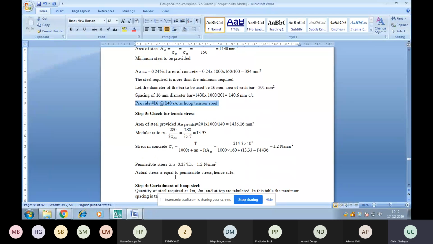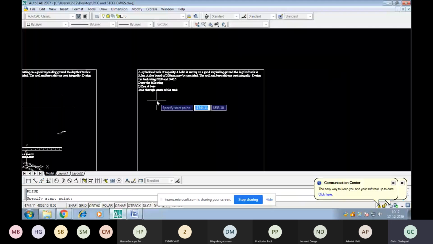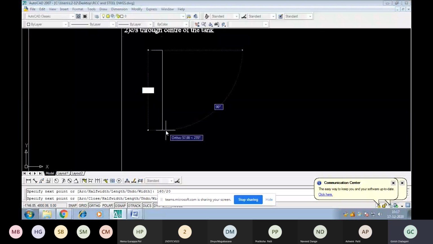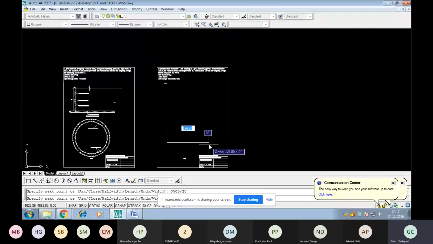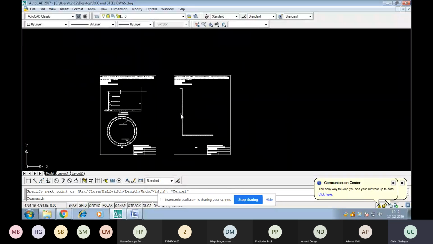But make sure, as you can see in the diagram, that the thickness of the wall is 160. Let us take a scale of 1 to 20. So 160 here, and the height is 3500 divided by 20. So this could be the height of the tank here. We can see it will be like this. This will be 13. We can take it like this. But here we can see the total height is 3.3.